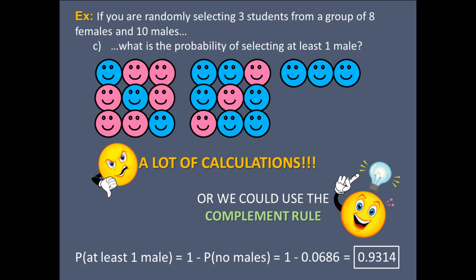You should get exactly the same answer if you take the time to figure out the probability of getting one male, plus the probability of getting two males, plus the probability of getting all three males. Add all those together, you should get that exact same value.